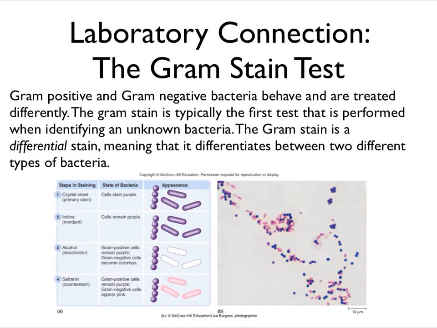First, the cells are stained with a stain called crystal violet. As you might guess from the name, it's purple. So this is going to stain all the cells purple. It's a normal stain. It gets in past the cell wall into the cell itself, and it stains the cell itself. You then add a component called iodine, which is a mordant.